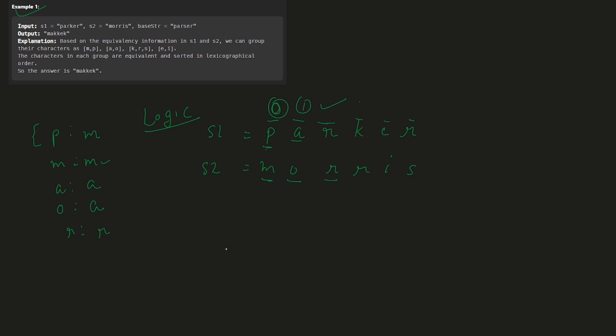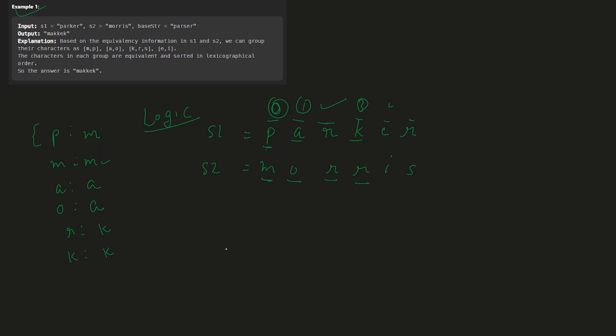Now the third index has a key K, and this one has R. Initially K is not present in our dictionary, so K's root is K, and R is present in our dictionary, so the root of R is R only. Now we can compare these two, and you can see that K is smaller than R, right? So what we can do is replace R with K.